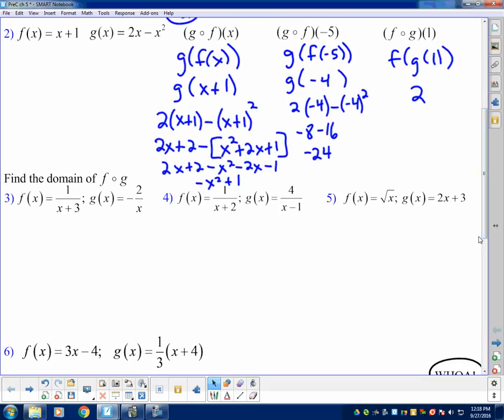This is f composed with g. G is the inner function. What are the restrictions on g? Can't be 0. x cannot be 0. So right off the bat, I can say x cannot equal 0.